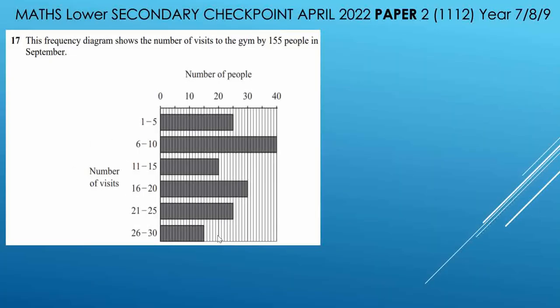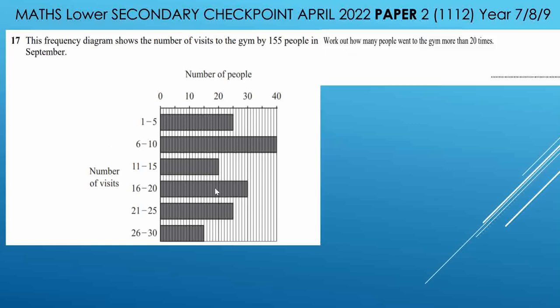Next, question 17. This frequency diagram shows the number of visits to the gym by 155 people in September. Question: Work out how many people went to the gym more than 20 times.